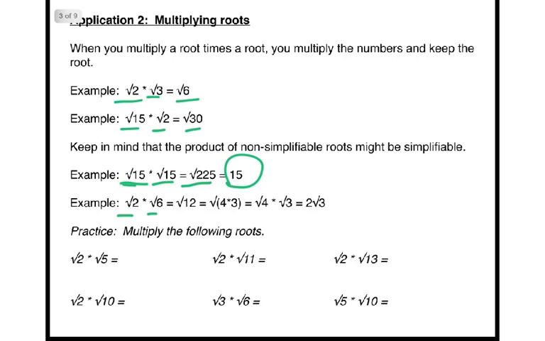Likewise, root 2 times root 6, neither term is simplifiable. But when you multiply them, you get root 12, which can be rewritten as the product of a square and non-square number. And so you can break apart the root in that way and simplify the first term to get 2 root 3. Practice multiplying the following roots. Keep in mind that some of them, once you multiply, might be simplifiable.